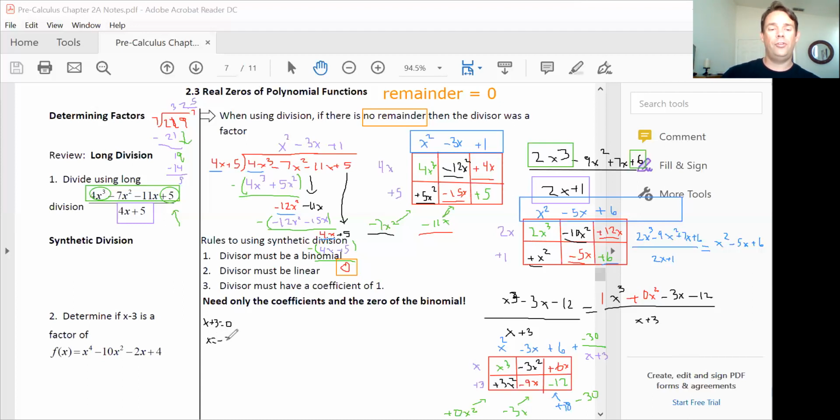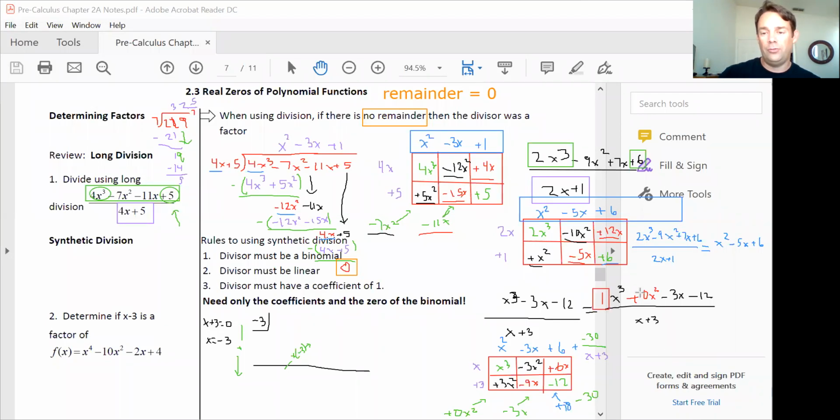This is also called synthetic substitution. Synthetic substitution allows us another way to divide that is more algorithmic. And what it tells us is, as I go through and do this problem, I'm always, always, always going to add going down. And then going up, I'm always going to multiply by whatever number is in the box. And in this case, the number in the box is a negative 3. So here's how this works.